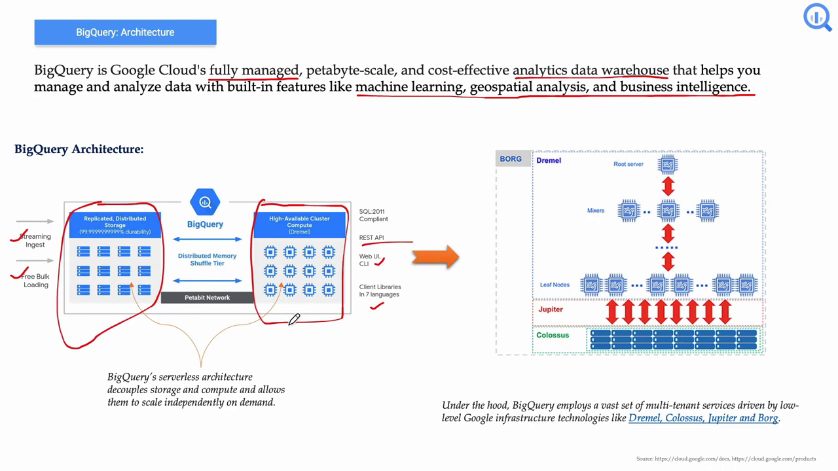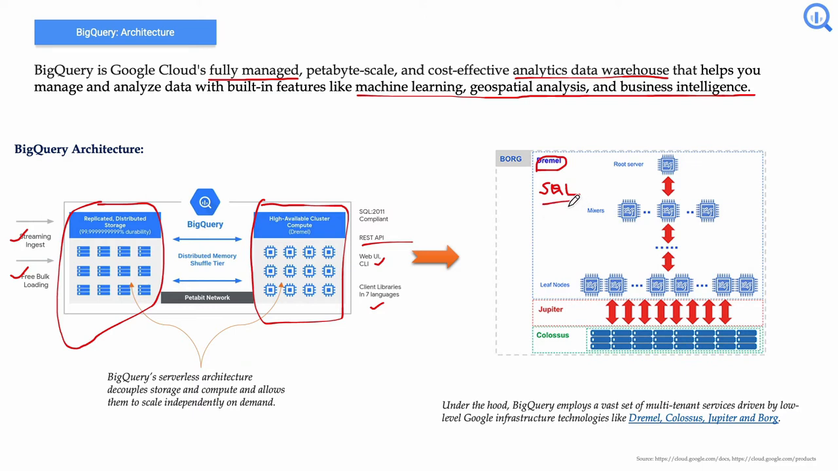Now let's dig a bit deeper into BigQuery architecture. So under the hood, BigQuery employs a vast set of multi-tenant services driven by low-level Google infrastructure technologies like Dremel, Colossus, Jupiter, and Borg. So if you look at this architecture, compute is Dremel. So Dremel is compute. It's a large multi-tenant cluster that executes SQL queries. So all of the SQL queries, they get executed at this level.